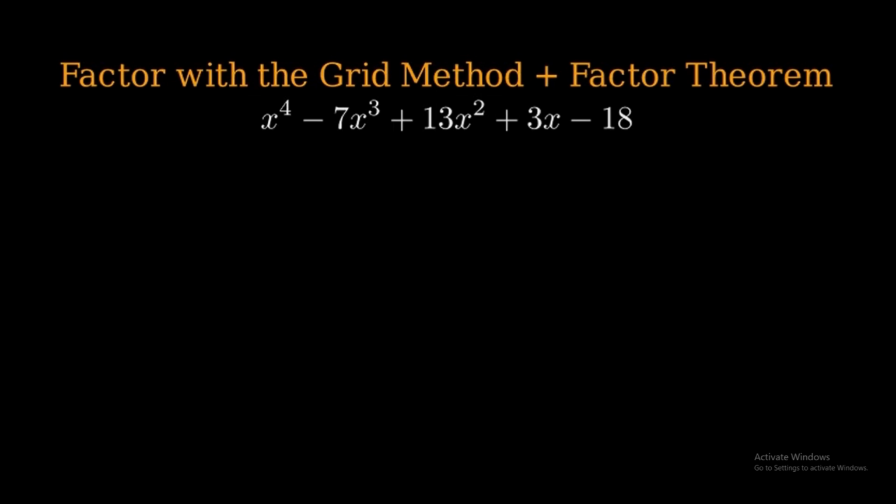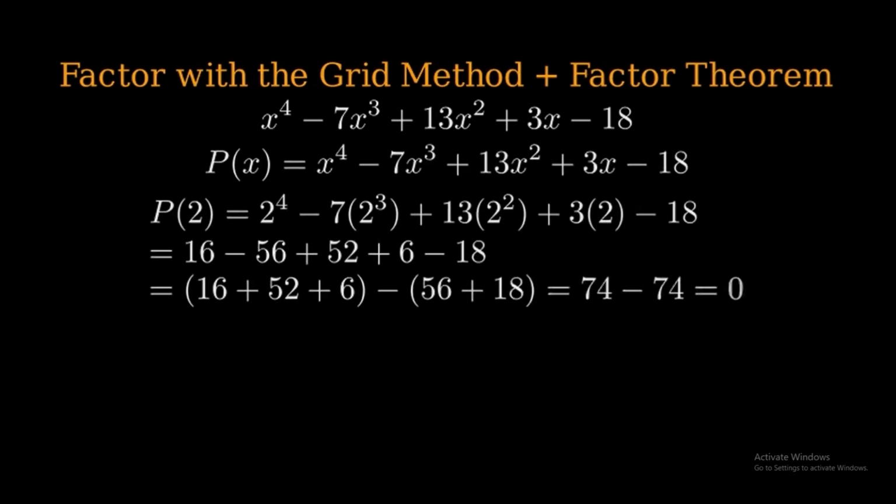Step 1. Use the factor theorem to find a root. Let's test x equals 2. We evaluate p of 2. 2 to the fourth, minus 7 times 2 cubed, plus 13 times 2 squared, plus 3 times 2, minus 18. That equals 16, minus 56, plus 52, plus 6, minus 18, which is 74 minus 74, which is 0. Because p of 2 equals 0, x minus 2 is a factor.